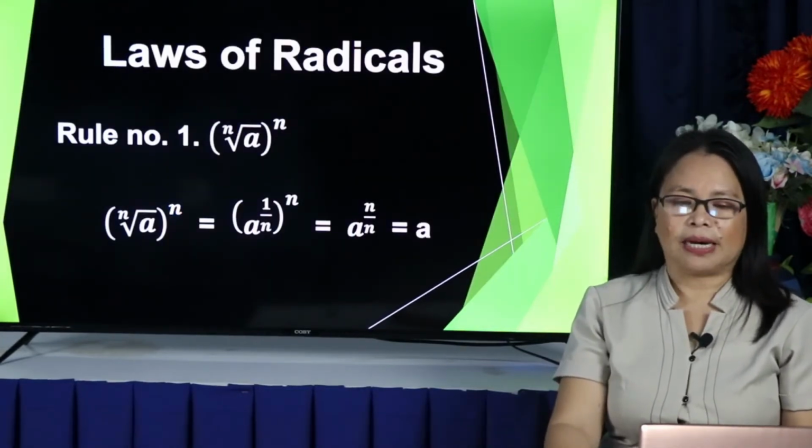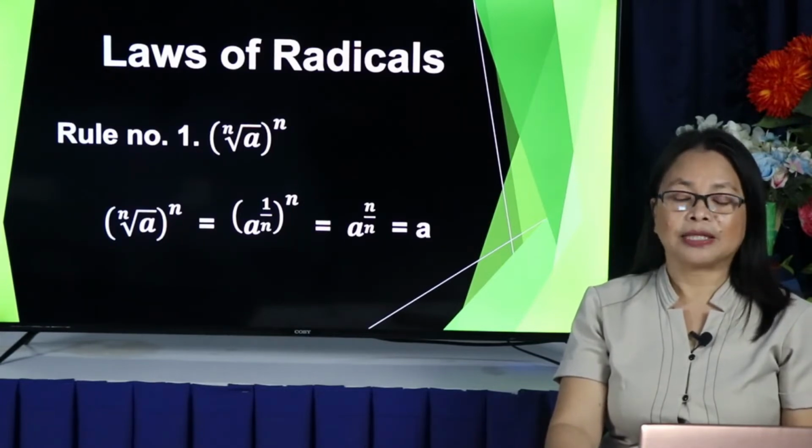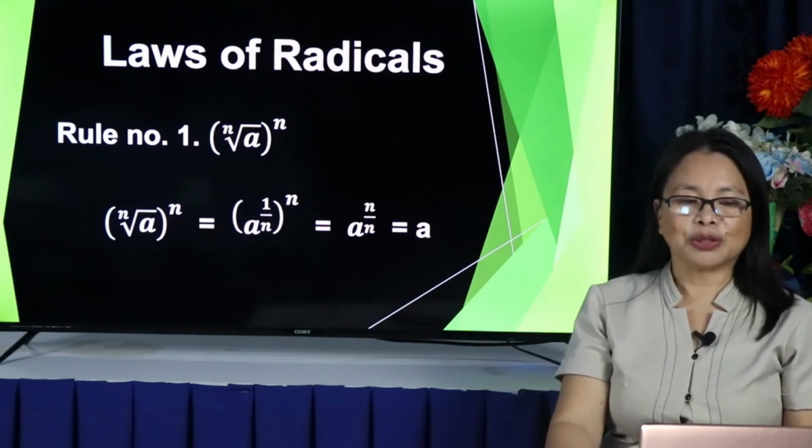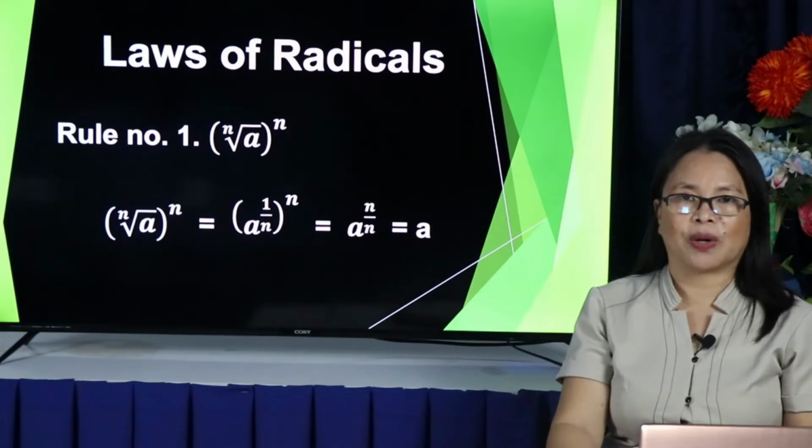In the laws of radicals, the quantity nth root of a raised to n, rewrite this expression to rational exponent, which is the quantity of a raised to 1 over n and raised to n is equal to a raised to n over n is equal to a. So therefore, the nth root of a raised to the power of n is equal to a.